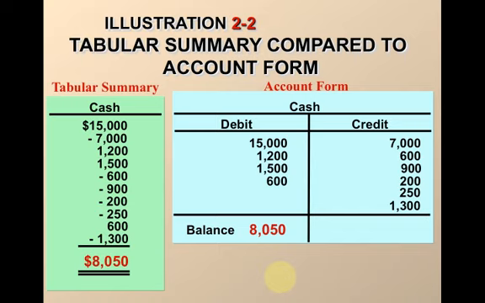Here is just an example of if you kept track of increases and decreases in your account without using a T account. You would have an increase of 15, a decrease of 7, and so on, and you'd get a balance in the account of 8,050. However, when you use debits and credits, increases to accounts like this, which is an asset, go on the debit side, and decreases go on the credit side. So it's much like subtracting, and then you end up getting a balance. In this case, a debit balance because the debits are bigger than the credits.